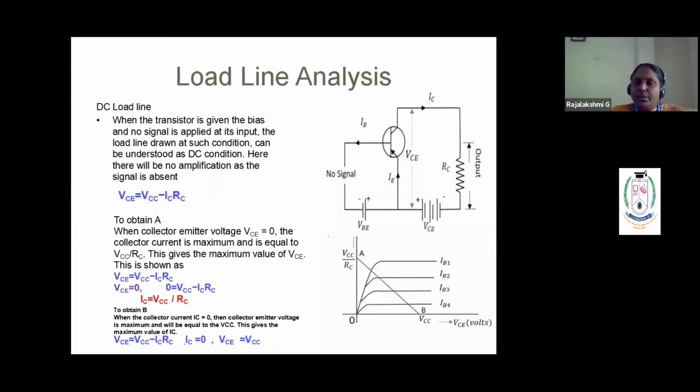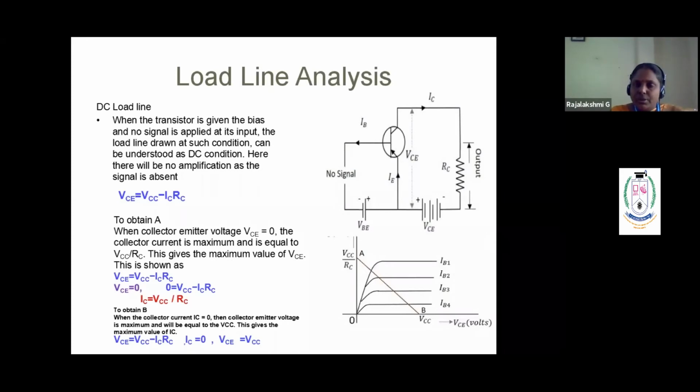So how we are going to draw that load line is that, we know from the circuit we have the equation VCE is equal to VCC minus ICRC. It is written for the output part alone. So VCE is equal to VCC minus ICRC. In the output characteristics of any configuration you can take, right? So look at the output characteristics curve.